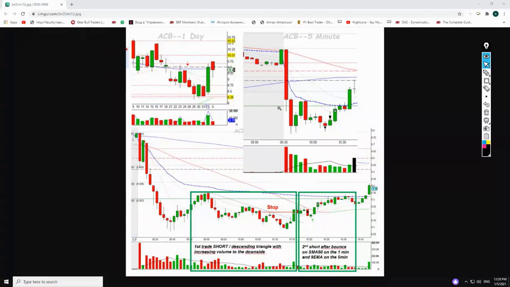So Julian traded ACB. This is the daily. This is the 5-minute chart. And this is a bit the 1-minute chart. Where did you trade it? First trade was short, a descending triangle. This is not exactly a descending triangle, to be honest. There are two patterns right here, or two structures. There is a channel to the downside. Could you see it? So there is a channel right there.